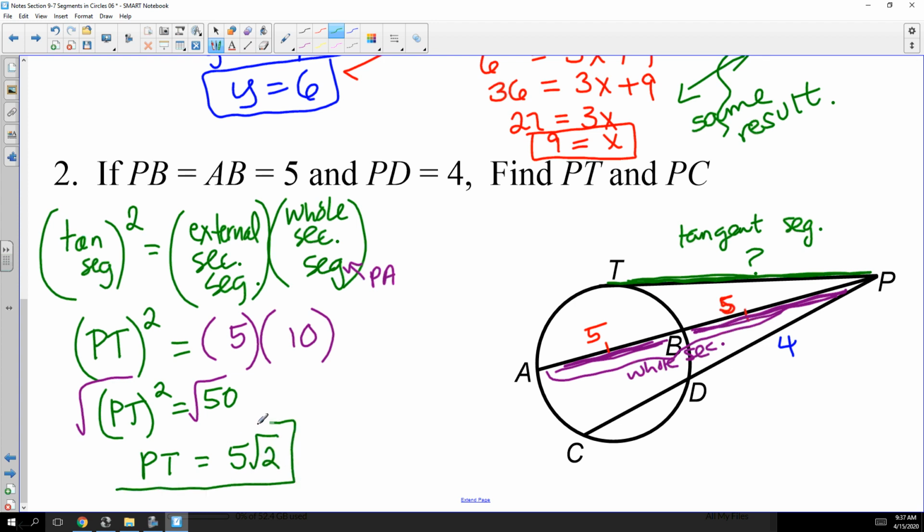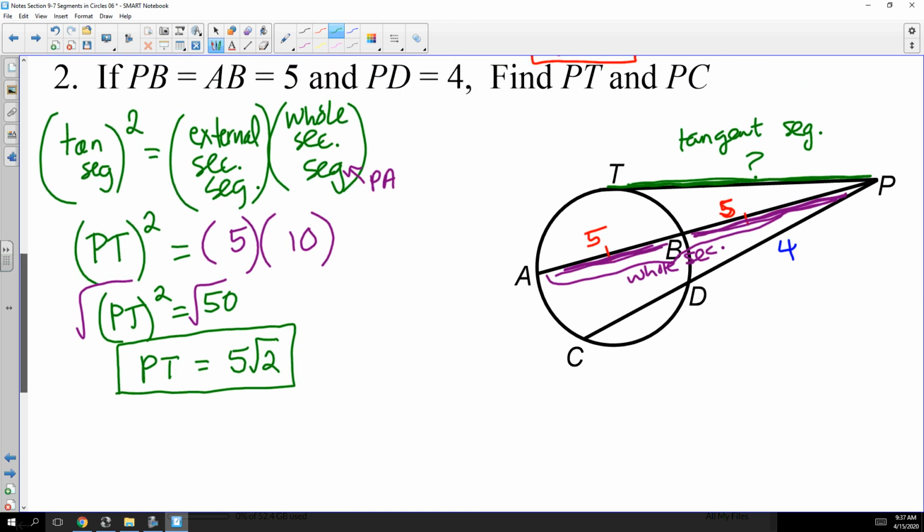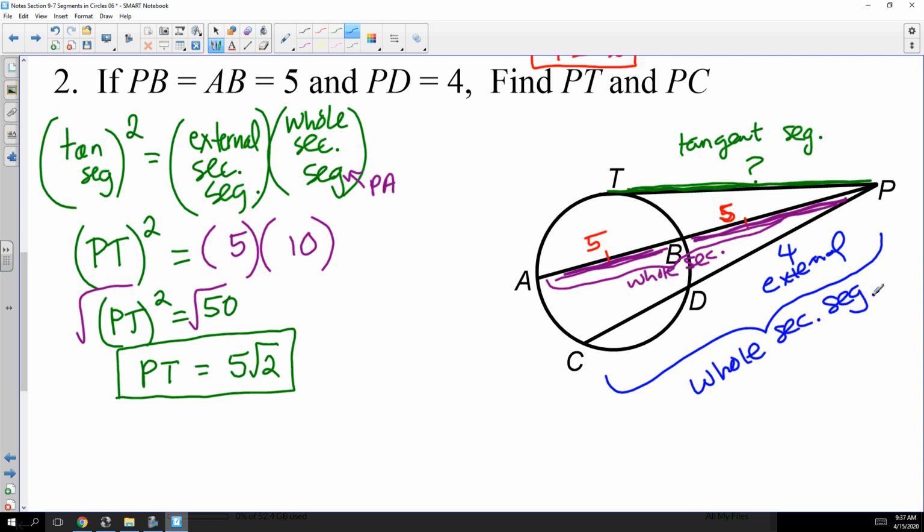Remember, if you need to, break down and put it in simplest radical form. Make a factor tree of some sort. If you prefer to use your calculator, then you can just approximate it by typing in the square root of 50. All right, now let's find the length of PC. What is PC? So we have an external piece here, but then PC is a whole secant segment, right? Okay, so we can either use PT if you wish, which is fine, or we can use PA.